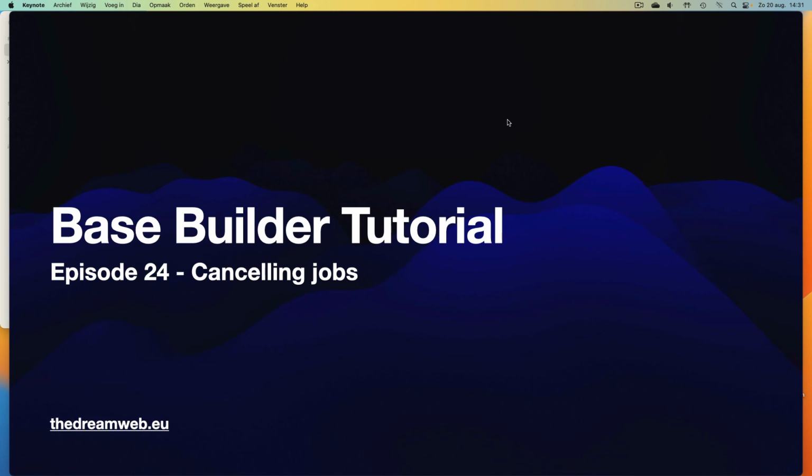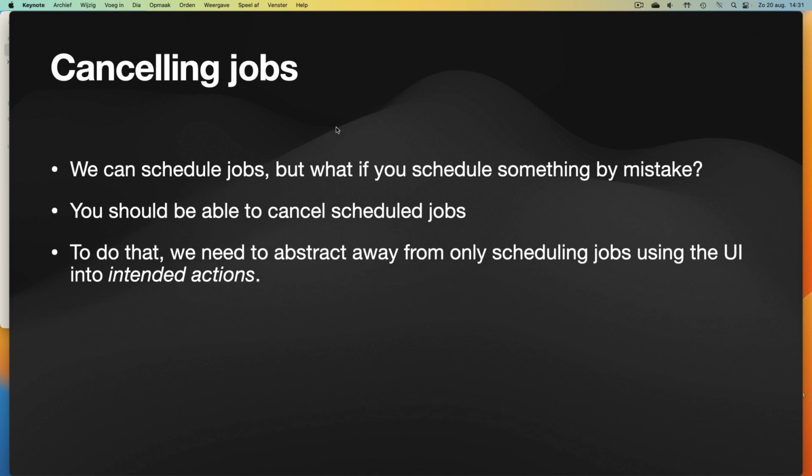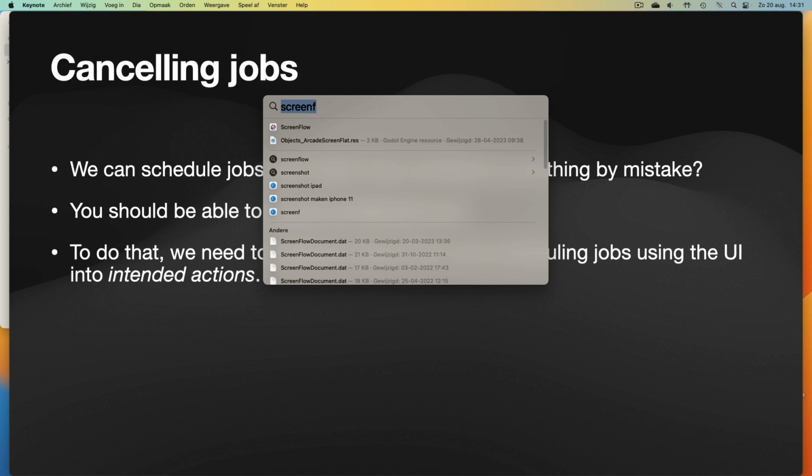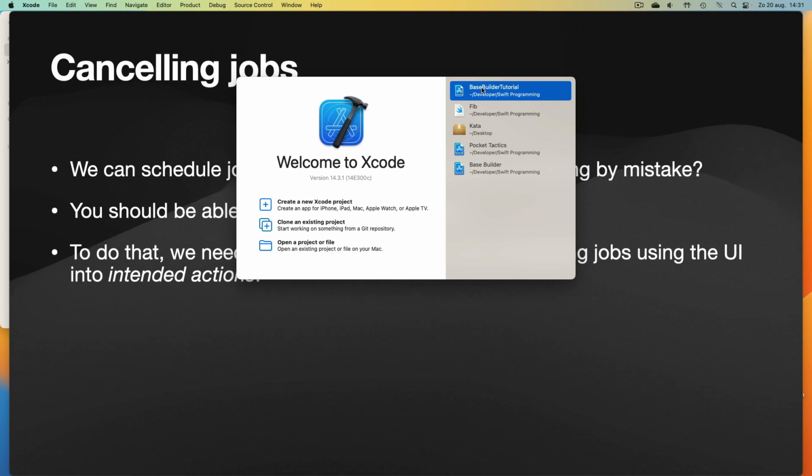We're going to implement the feature to cancel jobs. We'll do that because we can currently schedule jobs, but what if you schedule something by mistake, or you decide you don't want something to be scheduled somewhere? Then you should be able to cancel scheduled jobs. And to do that, we need to abstract away from only scheduling jobs in the UI towards what I would call more intended actions. So let's get started with that.